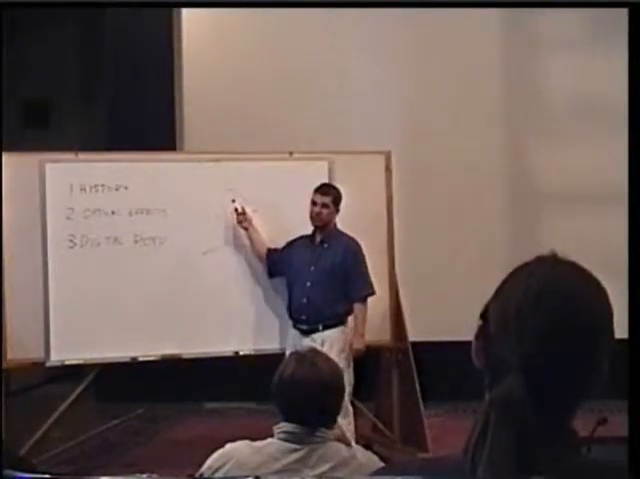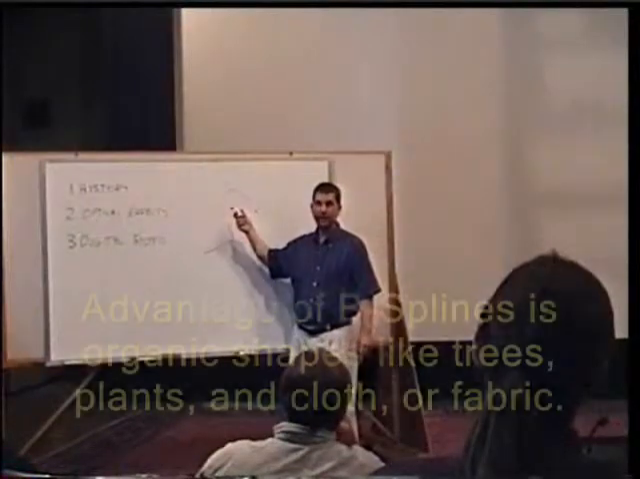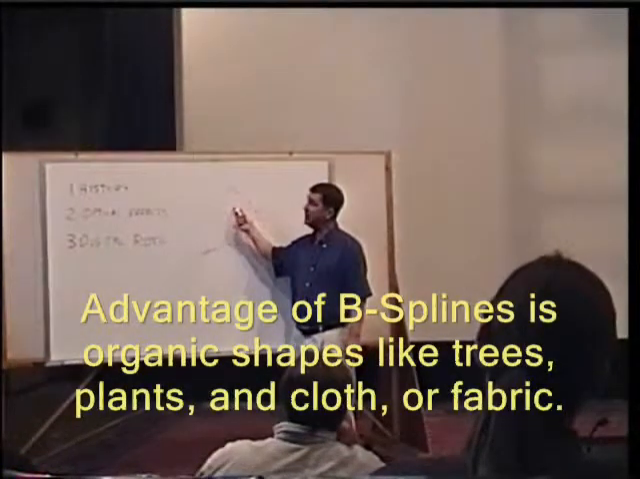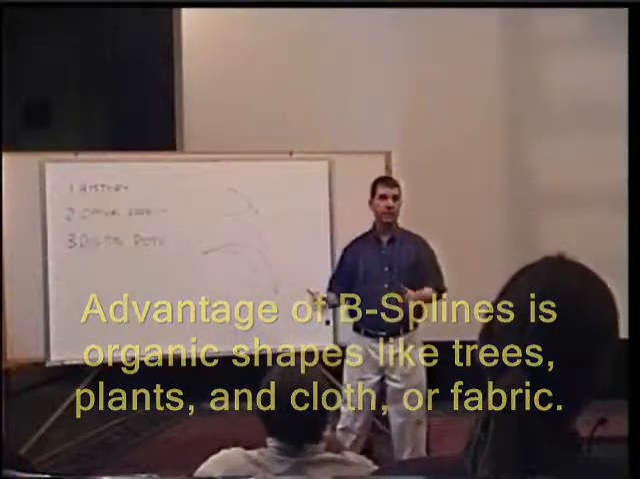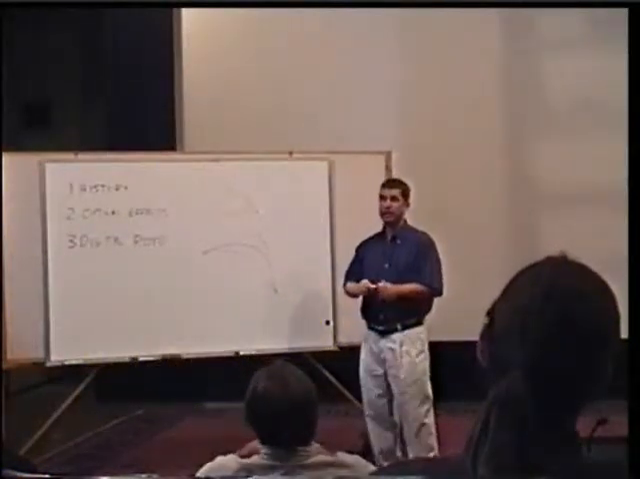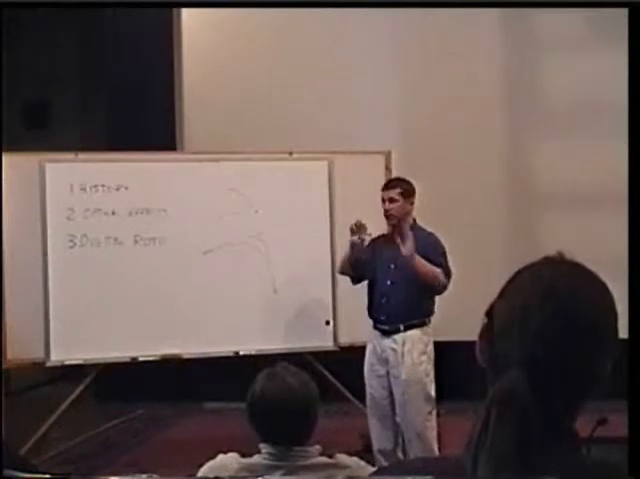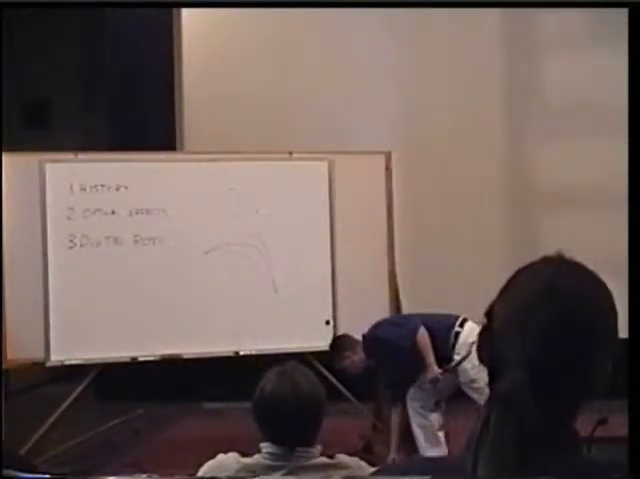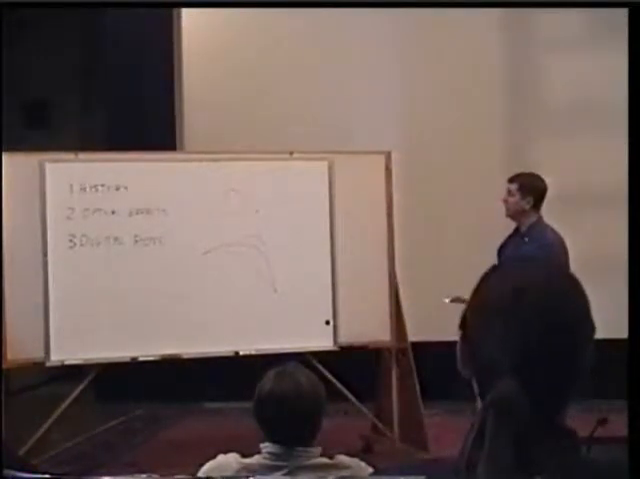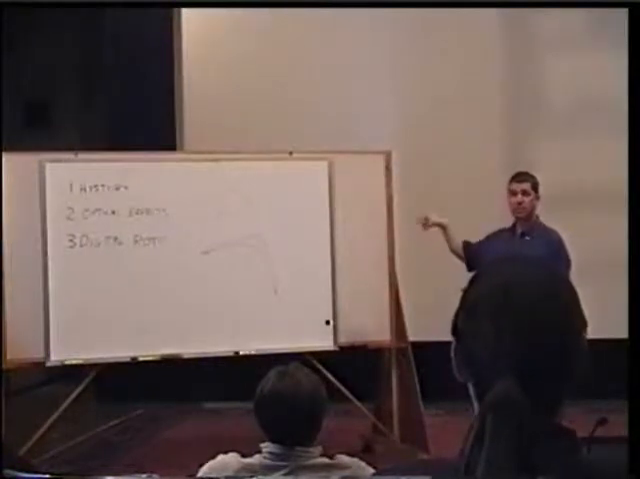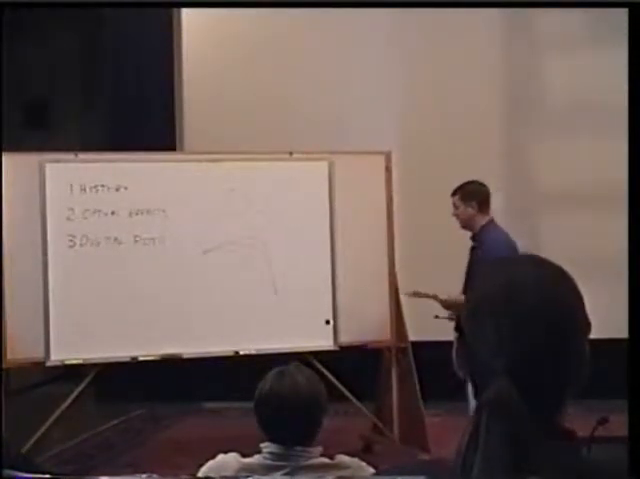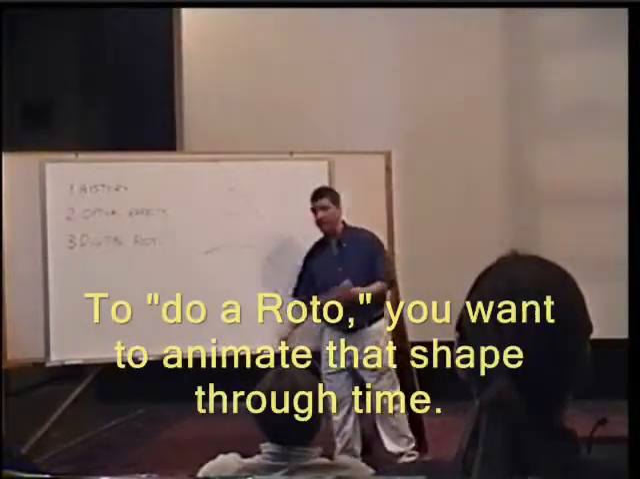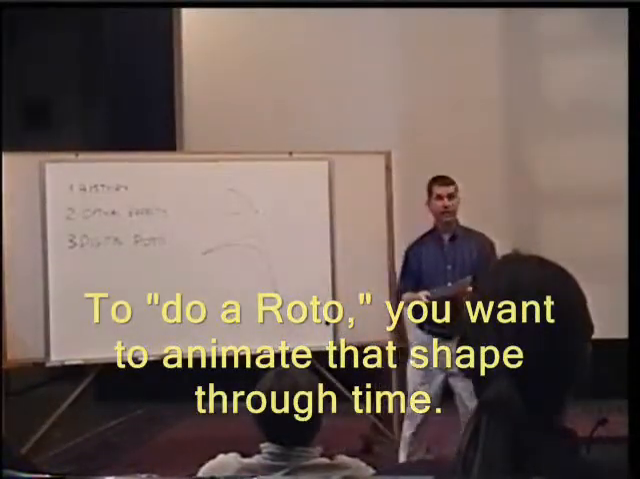One of the advantages of B-Splines I hear is that it's better for doing organic materials, flowing materials, leaves, things like that, that are naturally more organic. So that's it. Those are the basic tools you have for building a shape, and you use these two curves to build an initial shape. And then to do a roto, you want to animate that shape through time.